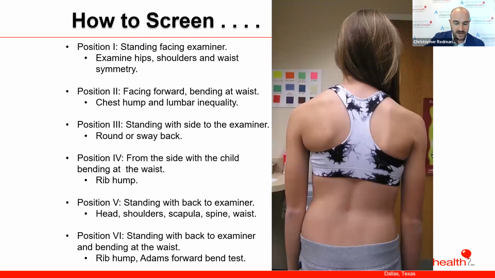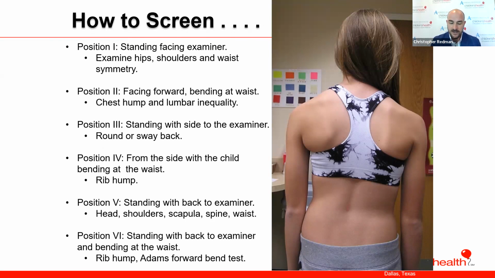So next, let's talk about how to screen patients. When performing a physical examination, it's important to have the child dressed in a manner that allows for clear visualization of the shoulders, trunk, and hips. The screen is not to diagnose scoliosis, as again, this does require an X-ray or radiograph, but to identify patients at risk.